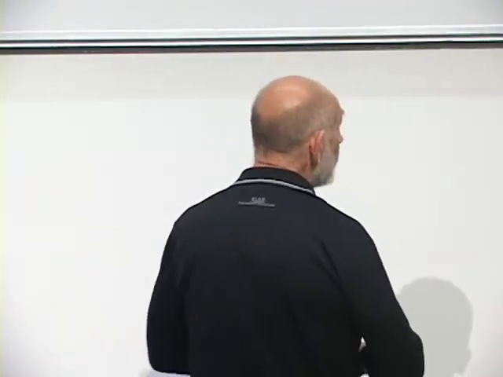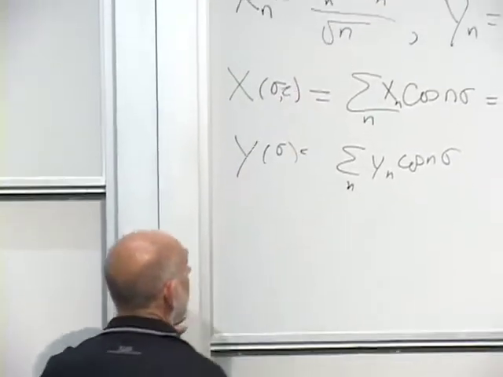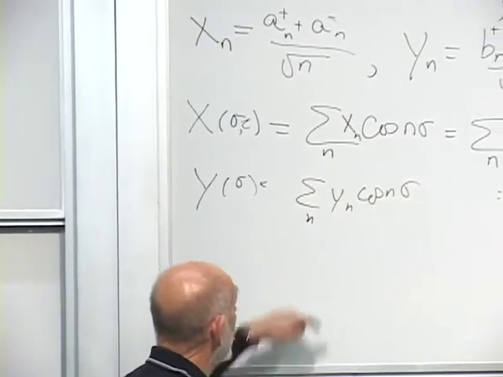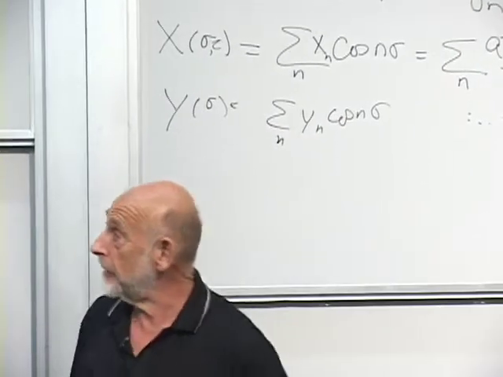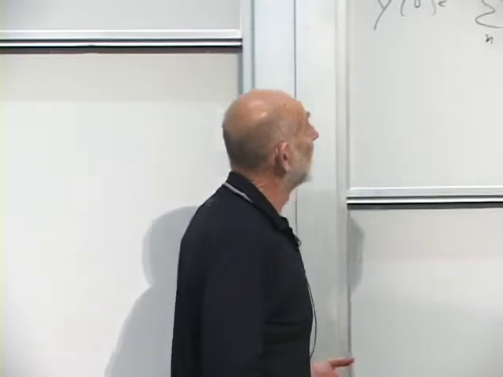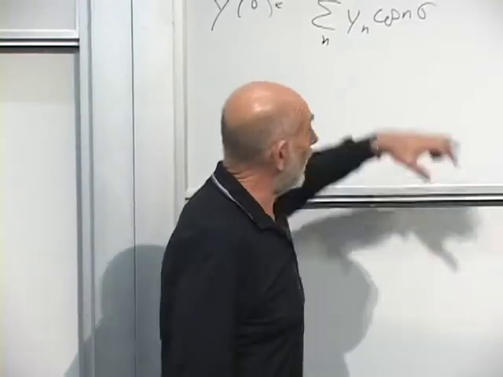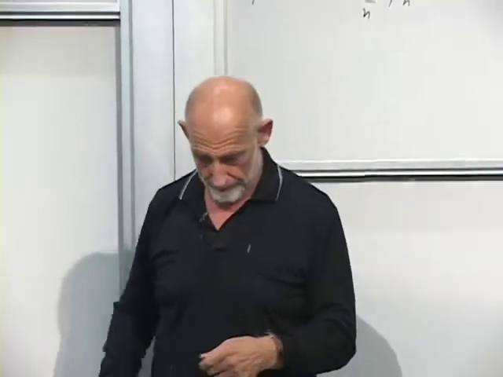That means that every point on the string is not just a function of sigma, it is also a function of tau. It's the xn's which are dependent on tau. Why are they dependent on tau? Because they're oscillators. They oscillate. They vibrate. The xn's vibrate with oscillations. They depend on time. The cosines of sigmas, those are the ones which depend on sigma. Okay. Are there any other questions?